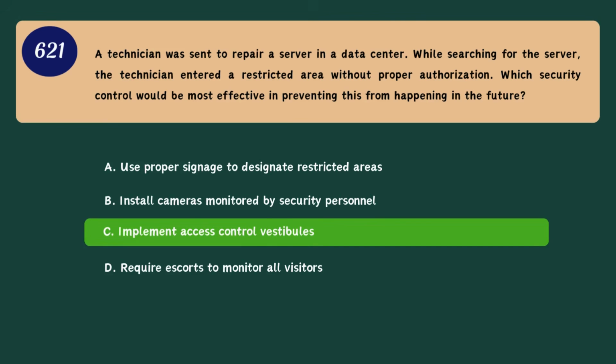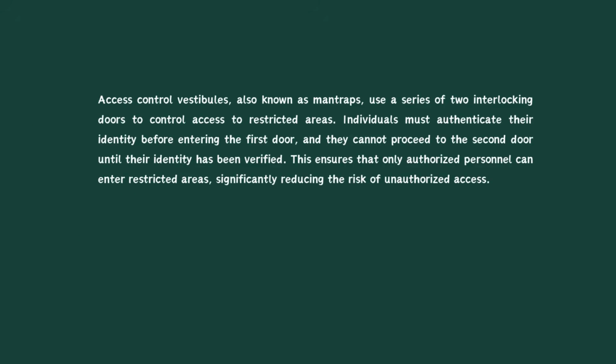Correct answer. C. Implement access control vestibules. Access control vestibules, also known as man-traps, use a series of two interlocking doors to control access to restricted areas. Individuals must authenticate their identity before entering the first door, and they cannot proceed to the second door until their identity has been verified. This ensures that only authorized personnel can enter restricted areas, significantly reducing the risk of unauthorized access.